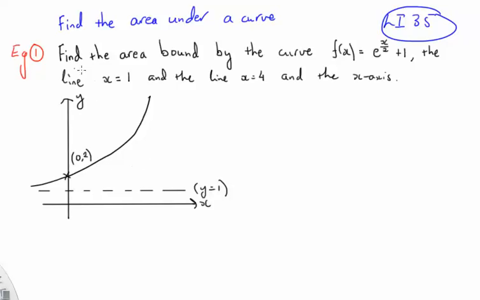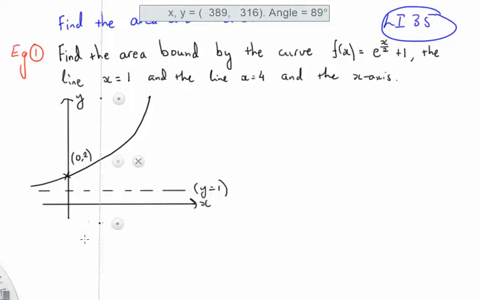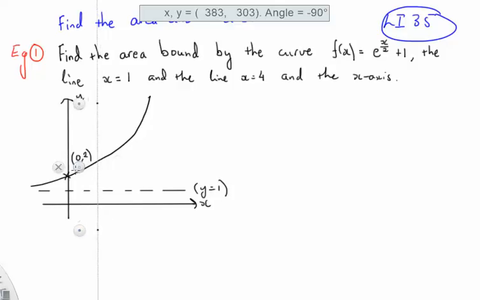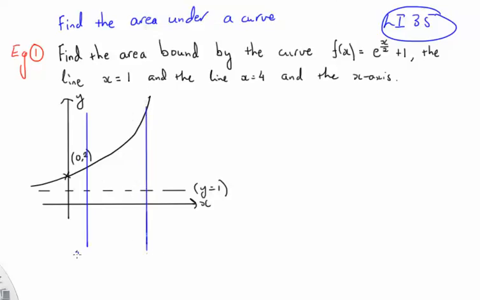There's our curve. Find the area bound by the curve, the line x equals 1. Well, the line x equals 1 looks something like this. There's the line x equals 1. And then the line x equals 4. So 2, 3, 4. The line x equals 4. So that's x equals 1. That's x equals 4. And the x-axis. So it wants us to find this area. That's what it's asking. It's saying integrate from there to there to find this area.